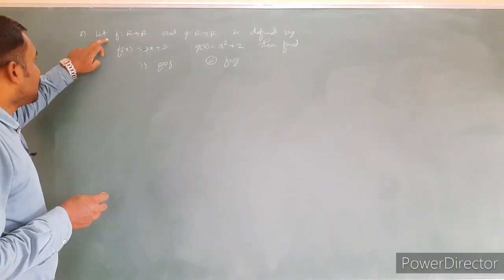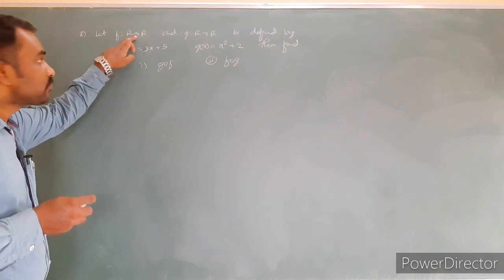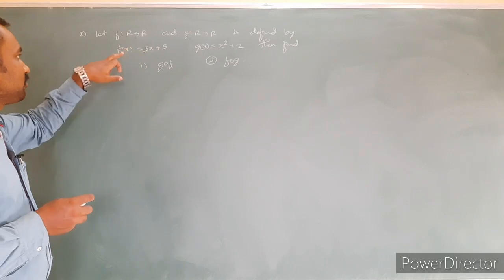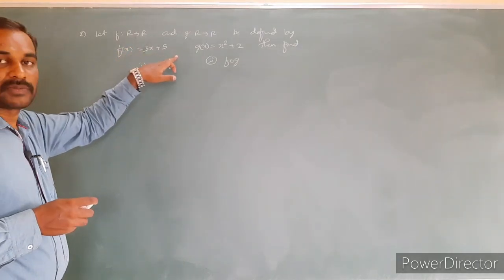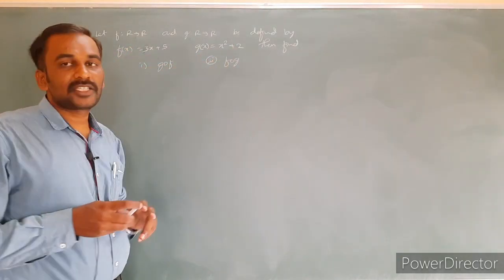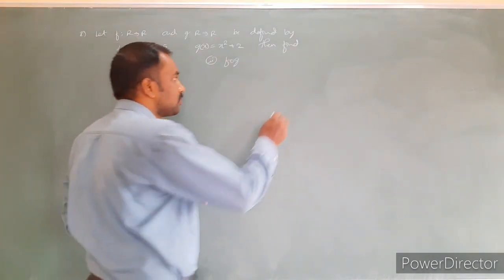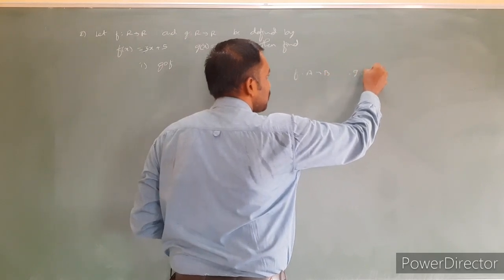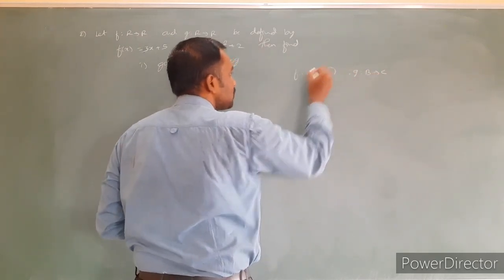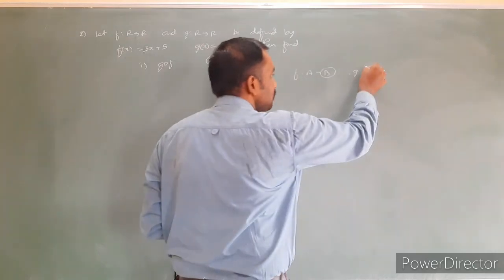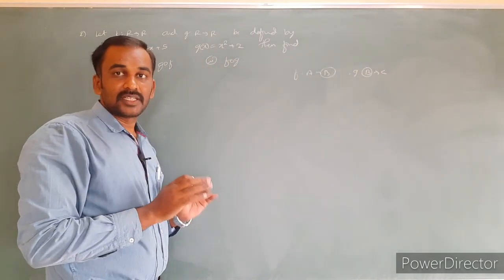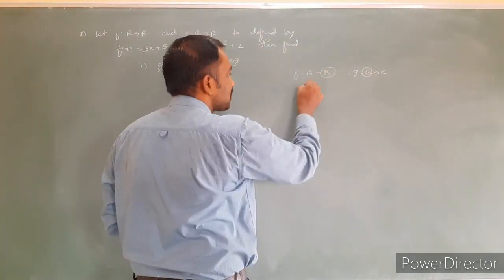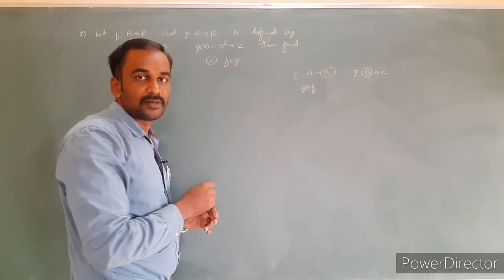Let f be a function from R into R and g a function from R into R, both defined by f of x is 3x plus 5 and g of x is x square plus 2. Earlier we know the definition: f is from A into B and g is from B into C. The codomain of the first function and the domain of the second function must be the same. Then only can we write g circle f.